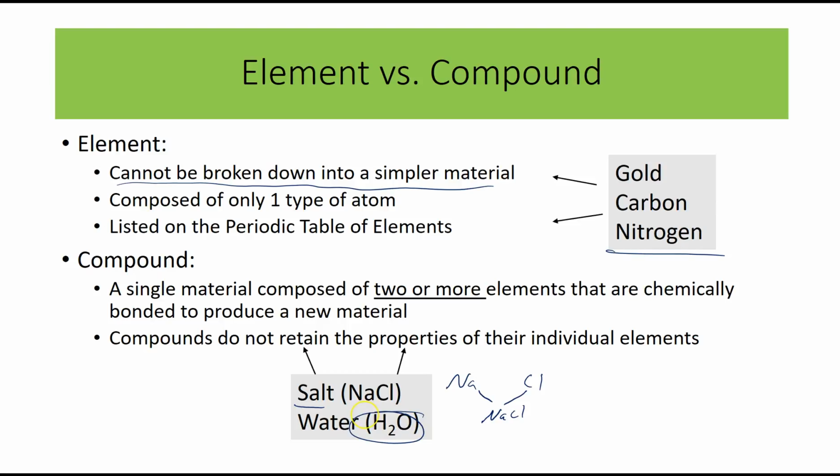And of course, water is that example we already went over. So pure substances can either be elements or compounds. Elements are made of a single type of atom. Compounds are two or more elements chemically bonded. And when they bond, they produce a new material with its own unique properties.